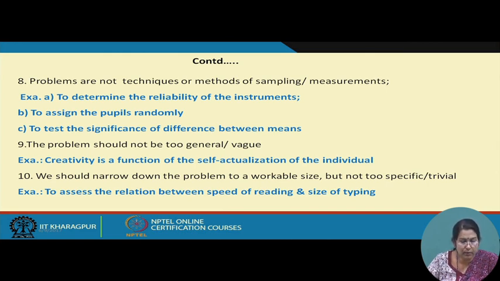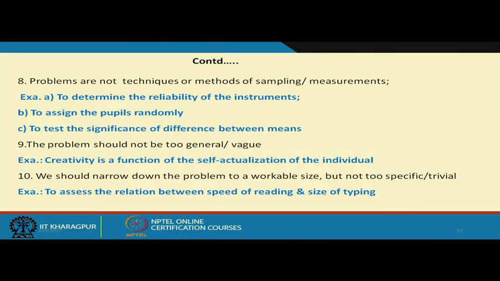The next is the problem should not be too general or vague. As we have already discussed, in education research, time is a big resource. How much time it involves. Like if you have 3 years, 2 years, what is the time limit we have right now, and the resources available for us, the financial resources, the manpower, the timing, the infrastructure. So, in that particular context, what should be the size of the research problem.